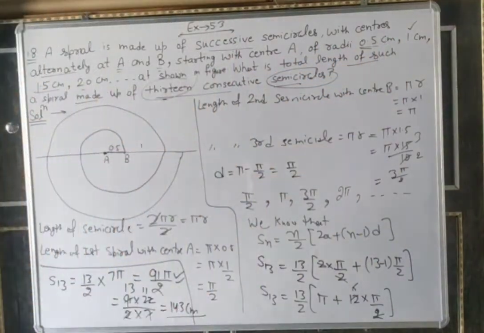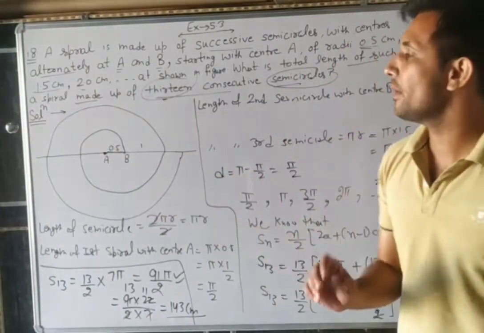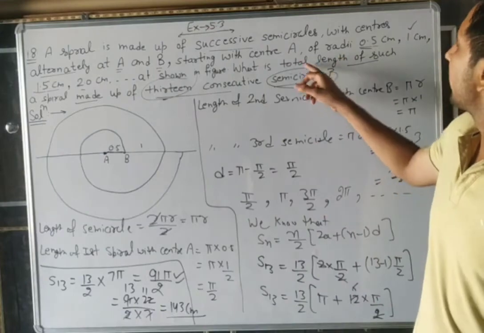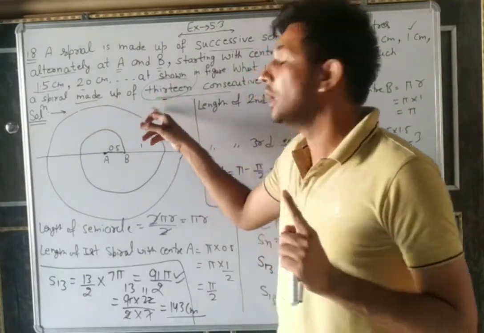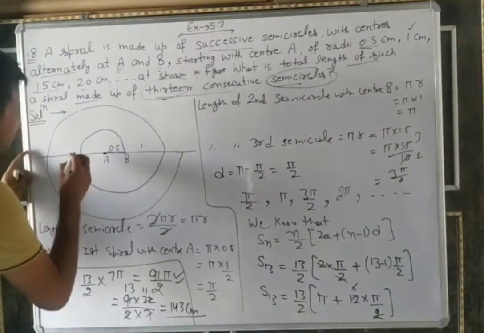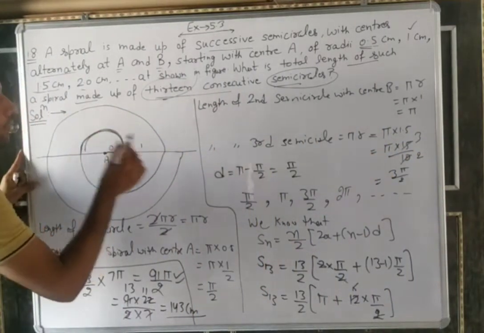So what is the length? 143. What will we do? It is very simple, dear. We will only find the total length of such a spiral made up of 13 semicircles. So first we will find this one length. It is only this one. First we will find it by this formula.